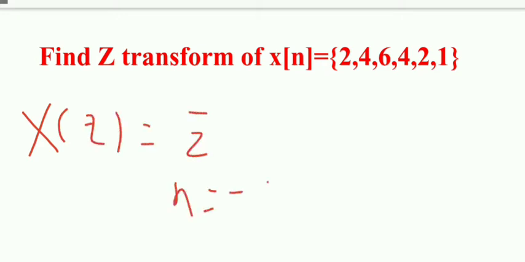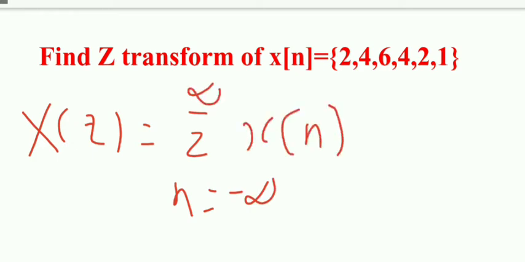So what is the equation for Z transform? X of z is equal to summation n goes from minus infinity to plus infinity x of n z power minus n. They have given x of n and we have to substitute. But here we have to see what is the range of x of n in the given problem.